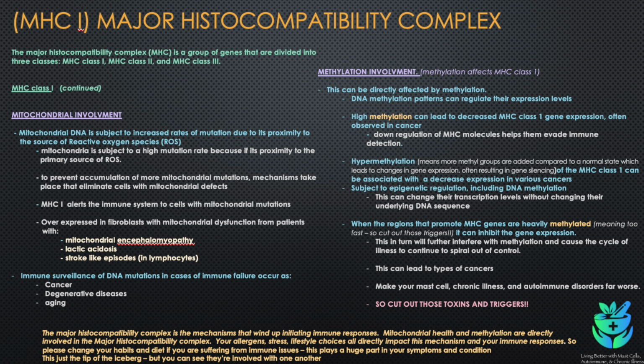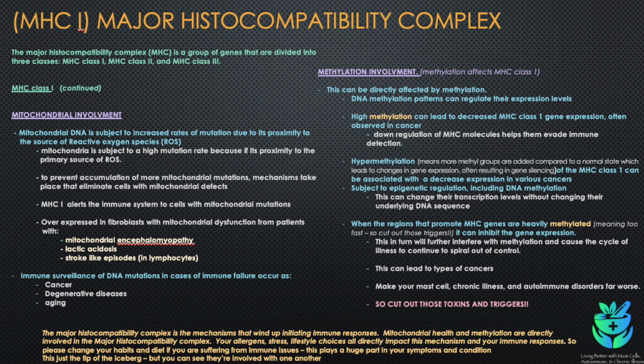Methylation. Methylation also affects the MHC class 1. This can be directly affected by methylation. DNA methylation patterns can regulate their expression levels. High methylation can lead to decreased MHC class 1 gene expression, often observed in cancer. The downregulation of MHC molecules helps them evade immune detection.